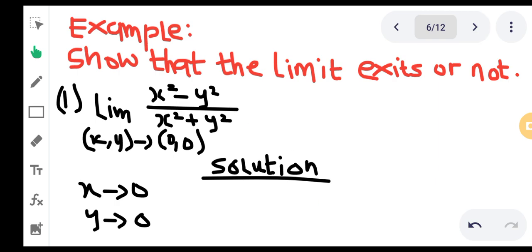Example 1: show whether the limit exists or not. So this is the question. As I have said earlier on, we can approach by 1, the horizontal path, 2, the vertical path, 3, and so on. So we will try all the paths. If we get the same value for the limit, it means the limit exists. And if the values are distinct or different, it means the limit does not exist. So with this one, x squared minus y squared over x squared plus y squared, as (x, y) approaches (0, 0), the x is for the first one, which is 0, and the y is for the next one, which is 0.